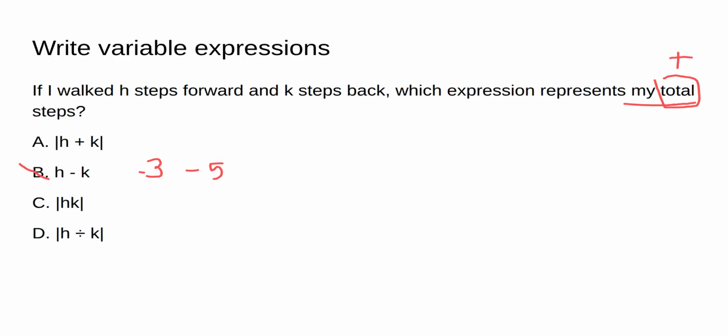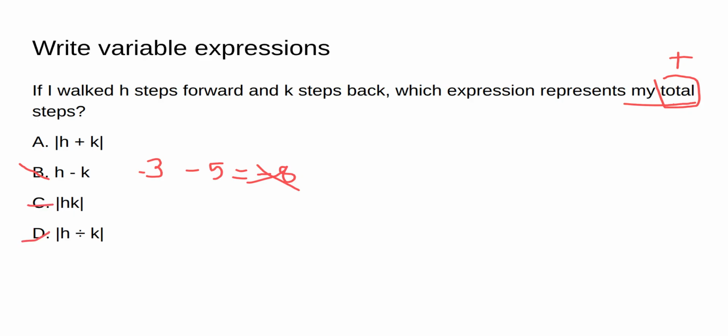If we were to walk 3 steps back and 5 steps back, then we would get -8. Now, why is this wrong? Because we can't walk a negative distance. This is something we can't represent. This is negative. We can't walk a negative distance. So we can already eliminate C and D.